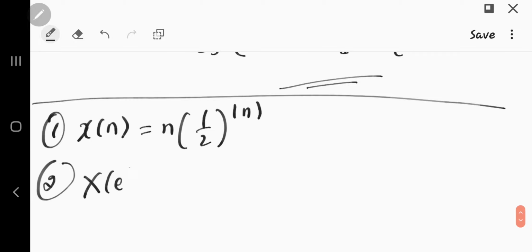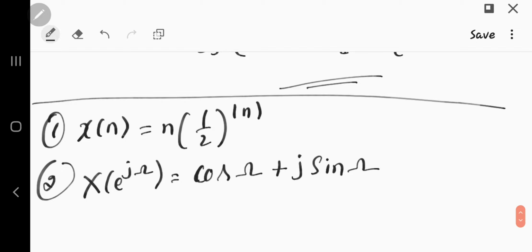This looks simple, but try to get the answer. So again cos ω plus j sin ω. You can use the property to get the end result of this one.